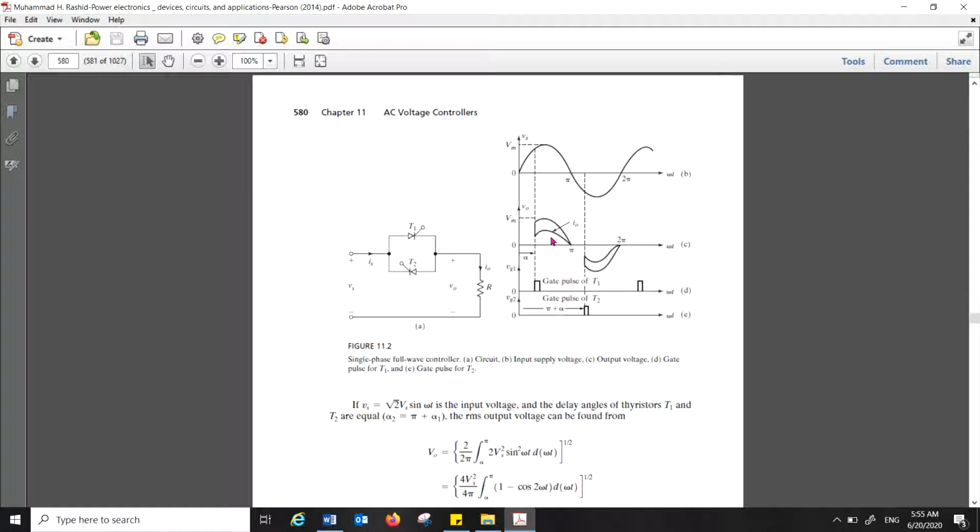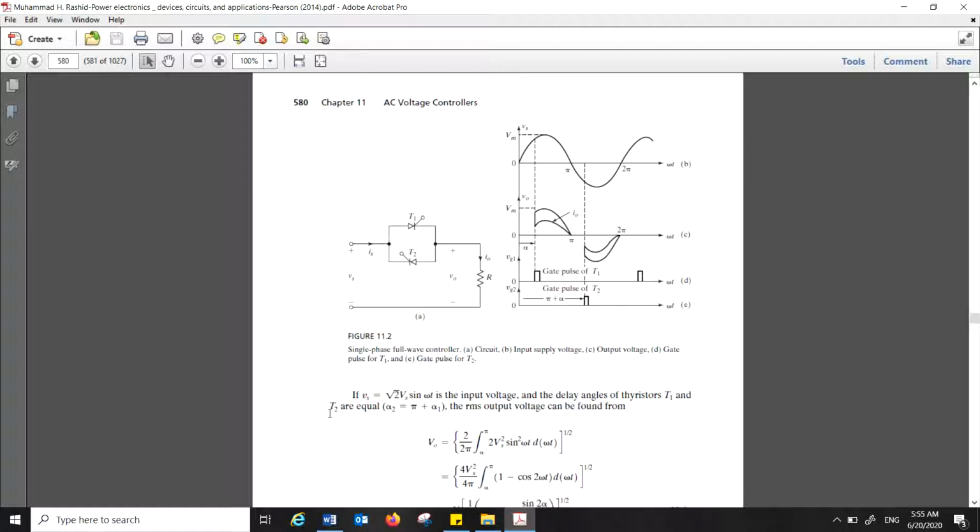And if your source voltage is given by root 2 Vs sine omega t, because it always follows a sinusoidal shape, and the delay angles of T1 and T2 are alpha 1 equal to alpha, and alpha 2 is equal to pi plus alpha. The RMS output voltage can be found.